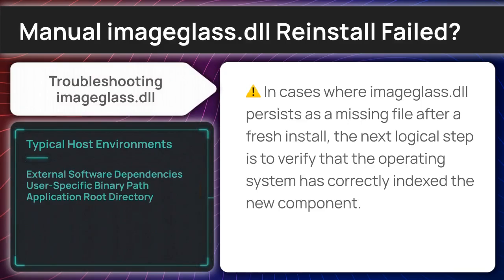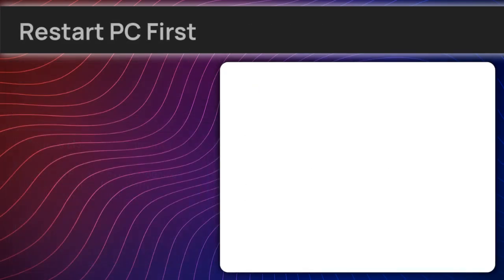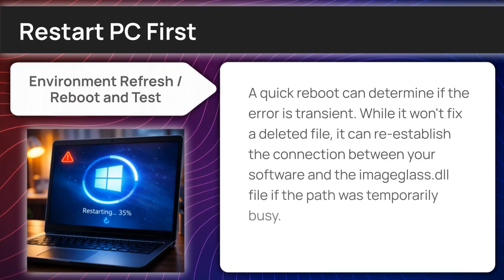When a fresh installer fails to clear the error, it typically points toward a deeper conflict within the Windows execution layer. A system reboot is a reliable way to clear away zombie processes that might be interfering with ImageGlass Library. It's a low-impact step that ensures your operating system is starting with a synchronized environment.